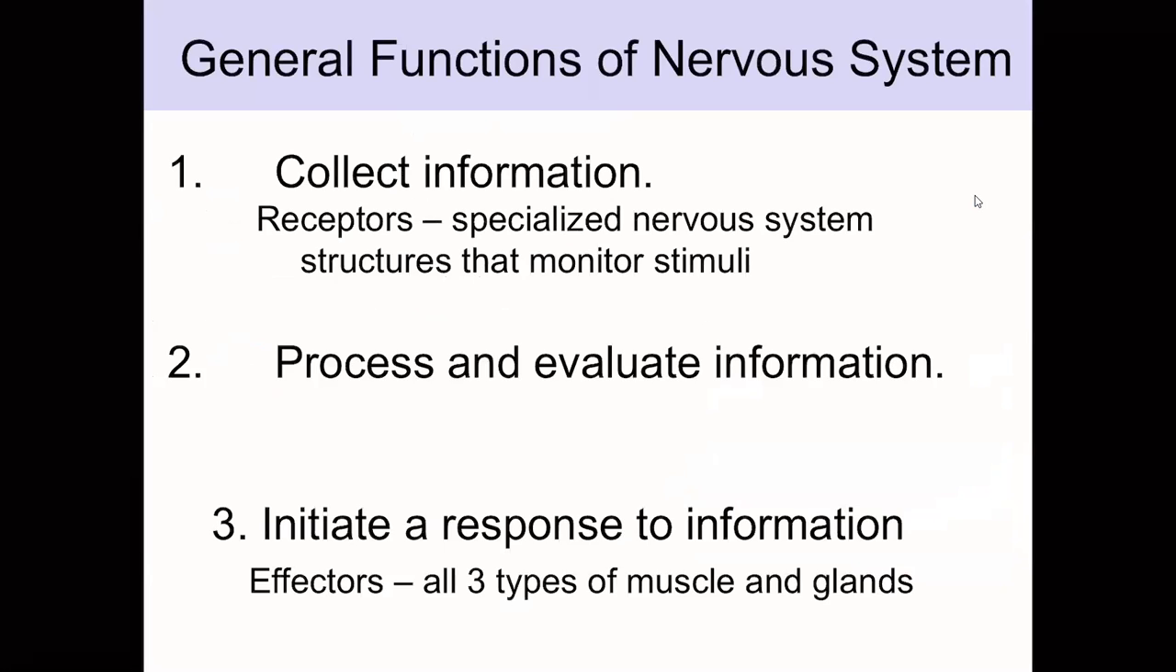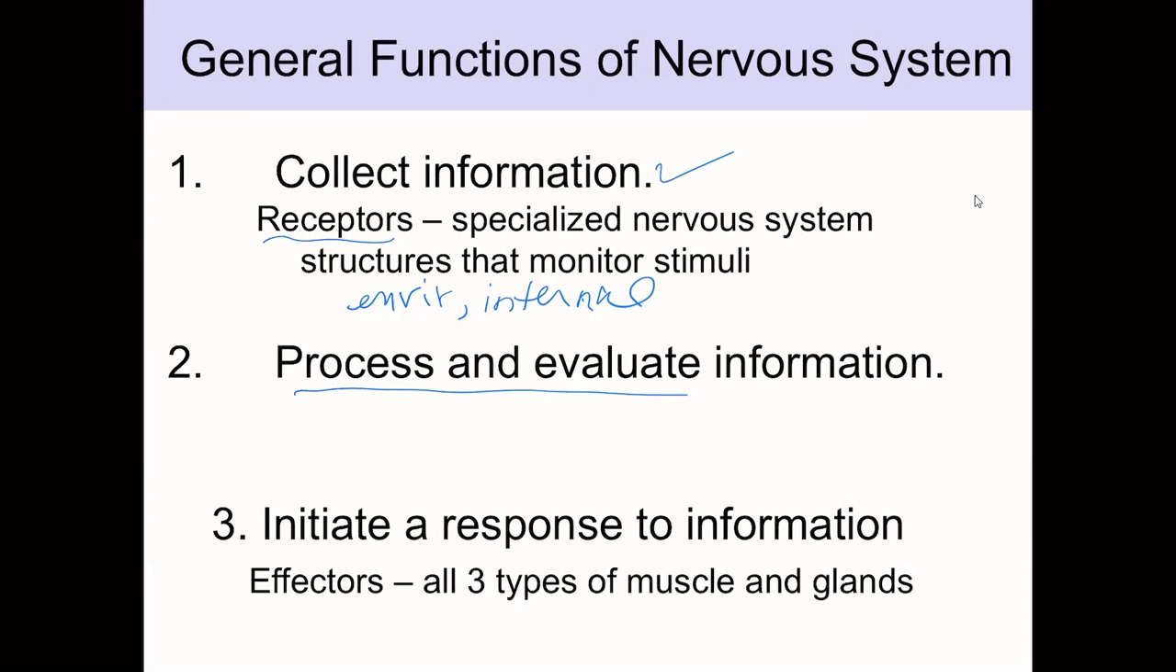The general functions of the nervous system I have listed out. First, they collect information. We take information from the outside, usually from the environment or from something internal that's going on. Receptors collect that information, monitor what's going on around you, and communicate that to your central nervous system so your body can decide what to do. So, collect information about what's going on around you or inside of you.